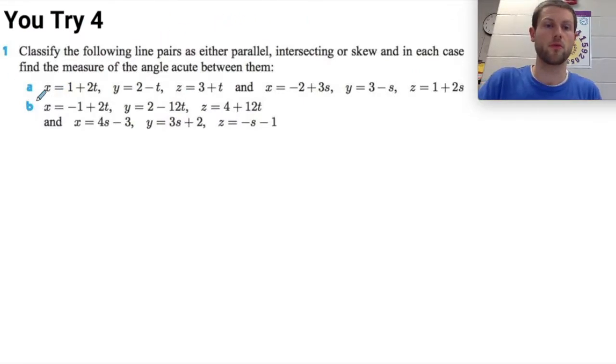Here I've got two lines made up of parametric equations for you. And I want you to just classify both of these. Are they parallel, are they intersecting, or are they skew? And then I want you to figure out what the measure of the angle is between them if they are intersecting or skew. So pause this video and give these problems a shot.